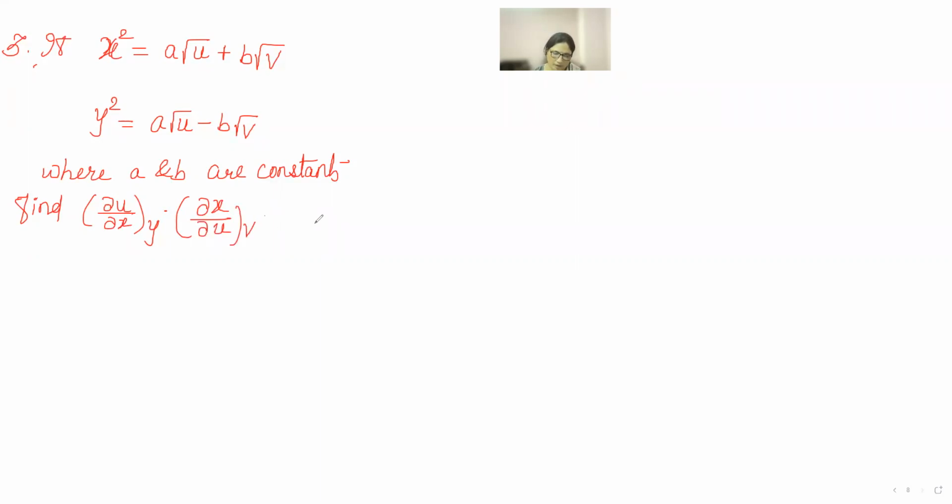Now in this example, the functions are x square and y square. So x square is equal to a into root u plus b into root v. Y square is equal to a into root u minus b into root v. What we need here? First, we are taking derivative of u with respect to x, keeping y constant, and derivative of x with respect to u, keeping v constant.